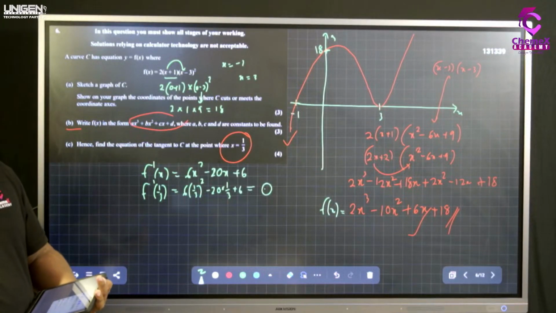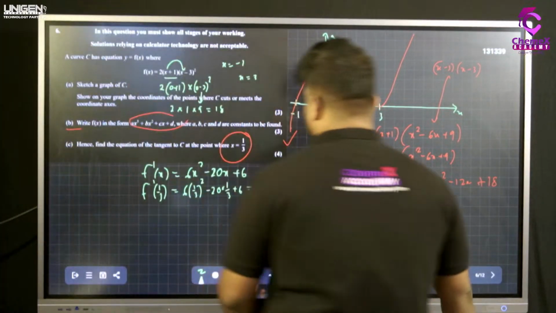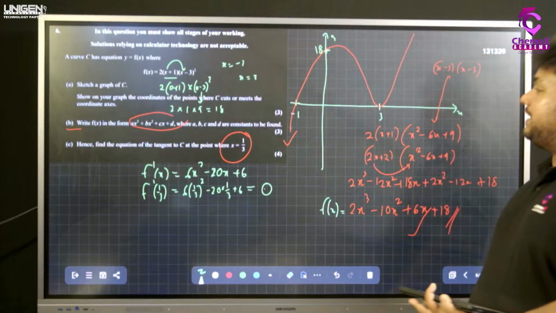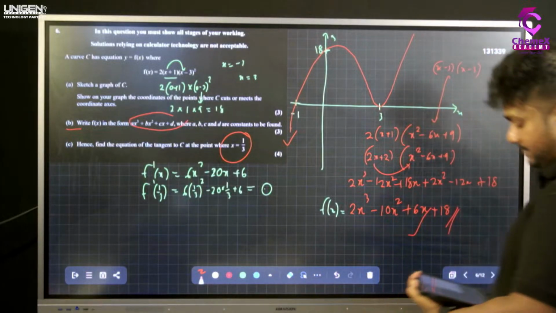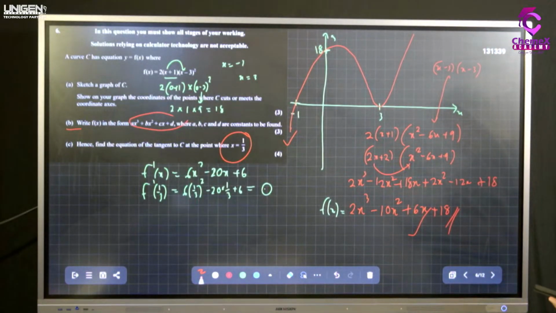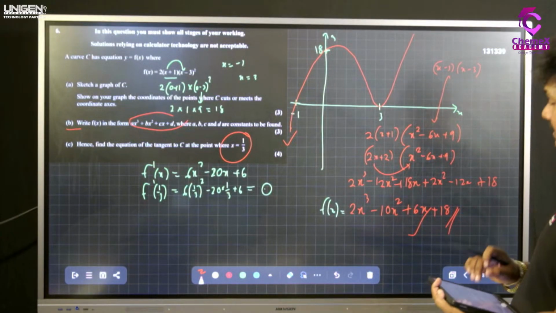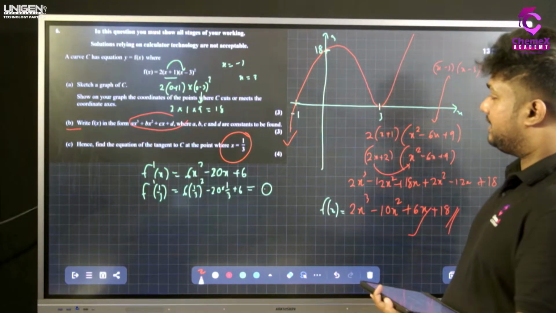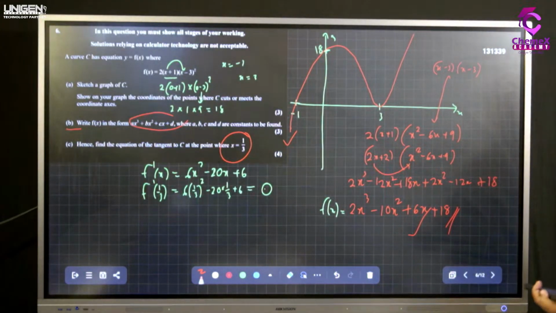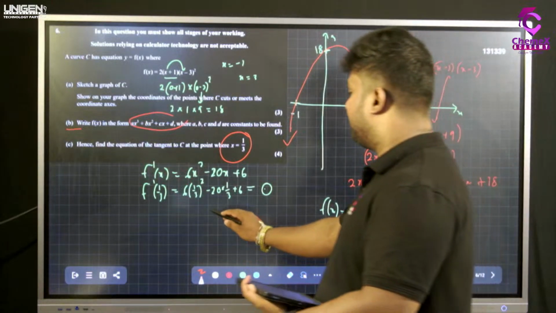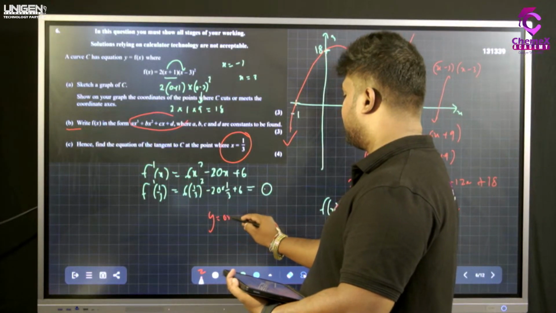Yeah, 0. So the gradient is 0, right? When the gradient is 0, how do you get the place where it cuts? Any idea? Now f'(x) is 0, so the gradient is 0. So y equals 0x plus c. Take one of the coordinates. So you can write y equals 0x plus c.